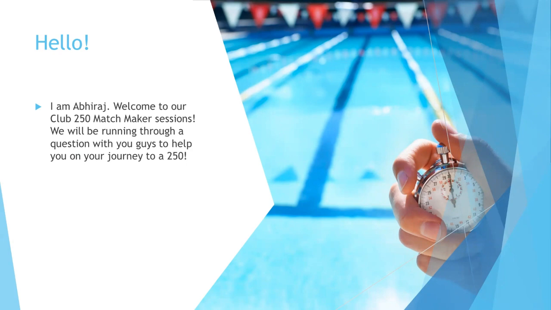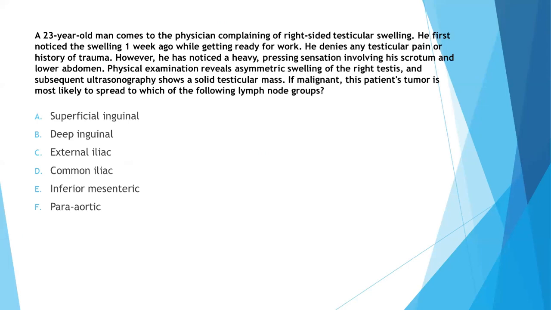We are starting our reproductive system modules, and this is about male reproductive anatomy. So here we have: if malignant, this patient's tumor is most likely to spread to each of the following lymph node groups. Now, the lymph node drainage of the reproductive system is very important and is very commonly asked in the USMLE Step 1 examination. So you need to know about the inguinal and para-aortic lymph node drainage, which is very commonly asked in the examination.